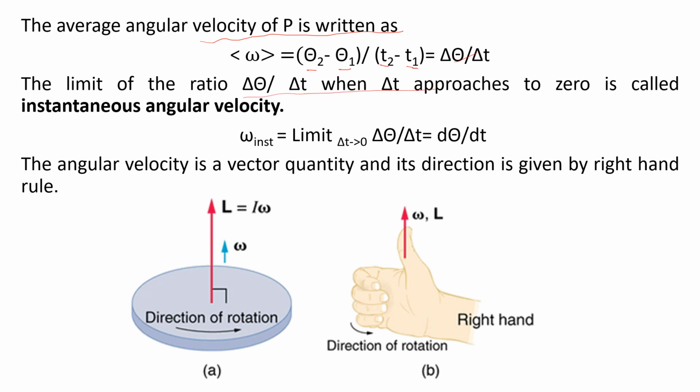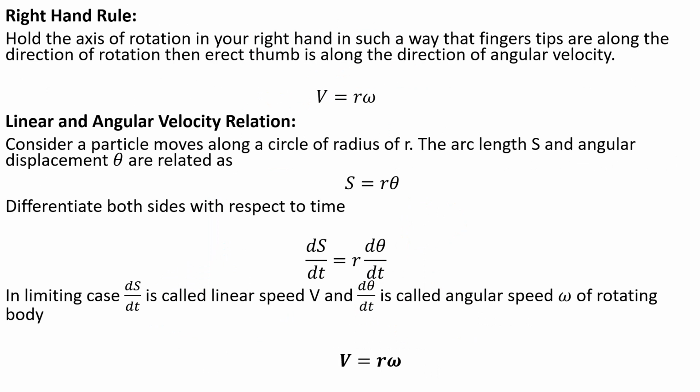The limit of the ratio as delta t approaches 0 is called instantaneous angular velocity. It is similar to what we have studied for the linear relations. Omega instantaneous is equal to the limit as delta t approaches 0 of delta theta over delta t, which is equal to d theta over dt. The angular velocity is a vector quantity and its direction is given by the right hand rule. Again, the same as we have been studying. The curl represents the rotation, while the thumb holds the axis of rotation in the right hand in such a way that the fingertips are along the direction of rotation and the thumb is along the direction of angular velocity.